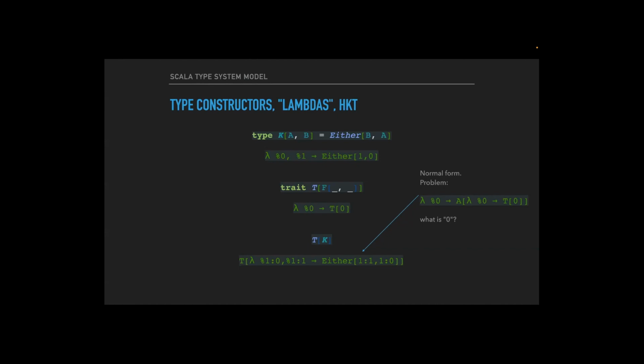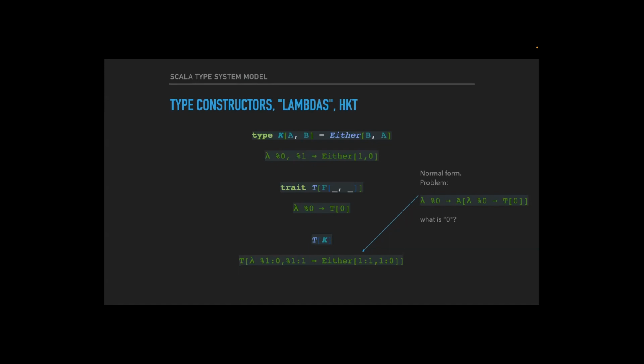So there are some examples on the screen. I have a type constructor K with two parameters A and B. This type constructor produces a proper type by providing Either, which is actually a type constructor itself, two arguments, B and A. I'm using a specific notation to write down such things. And actually, I think this notation should be obvious and clear.